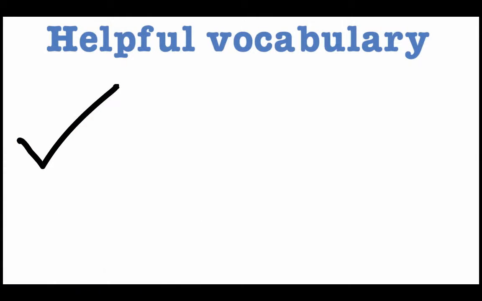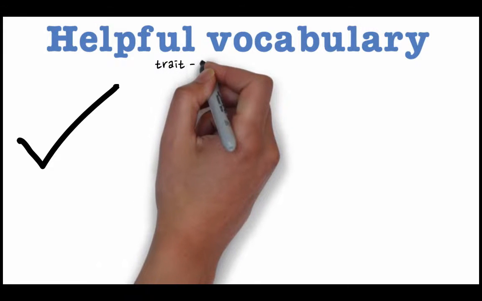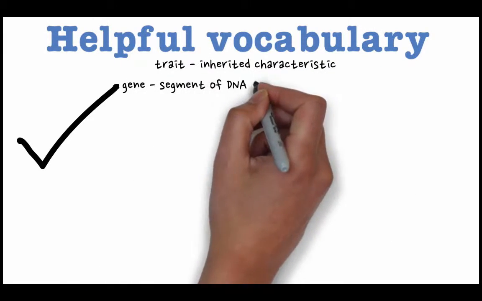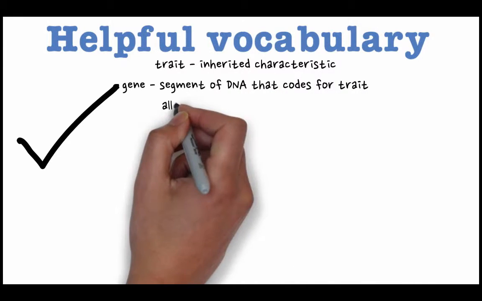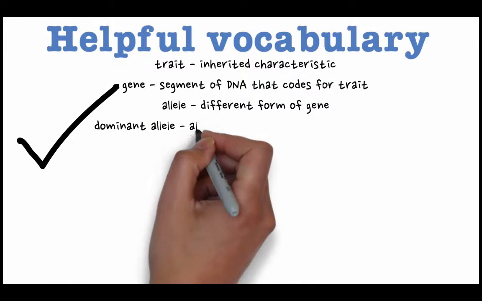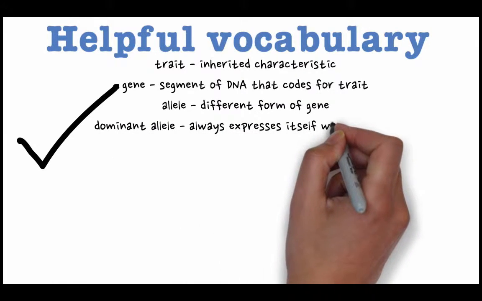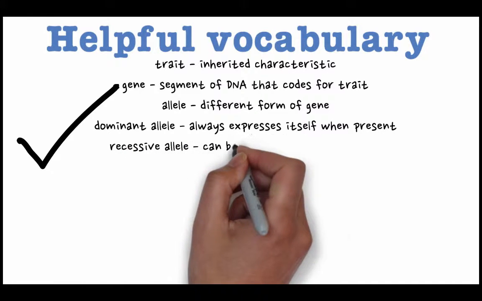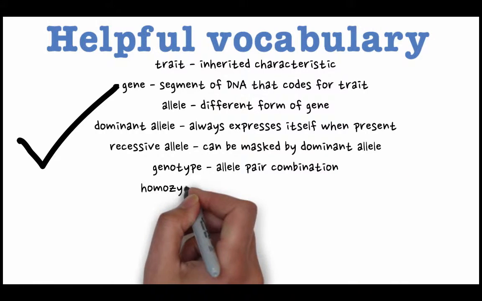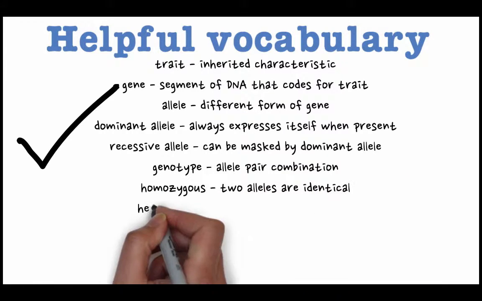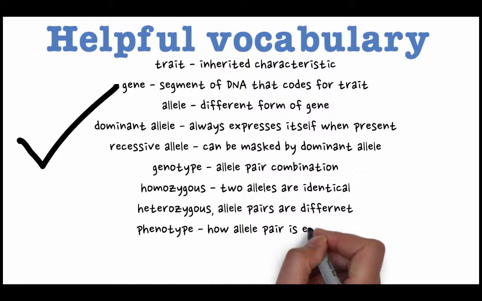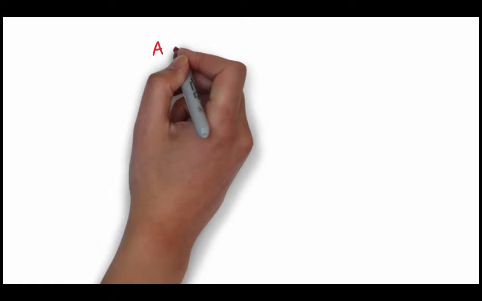Please make sure that you can define trait, gene, allele, dominant, recessive, genotype, homozygous, heterozygous, and phenotype. If not, please pause the video and record these definitions.